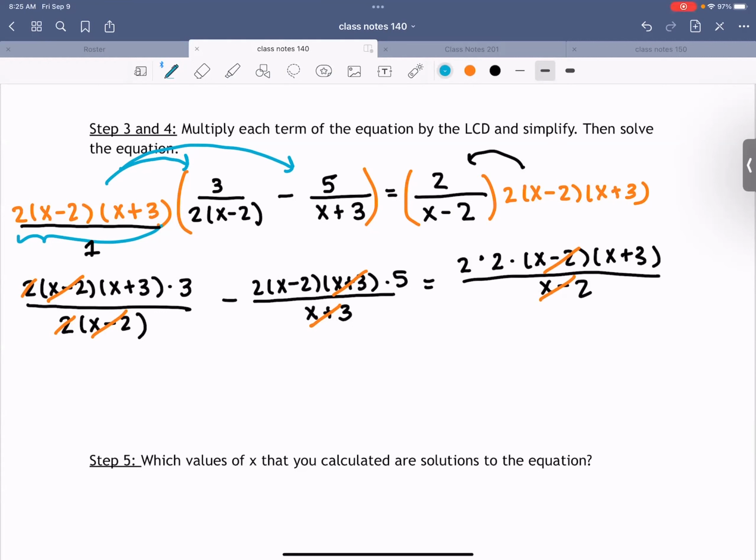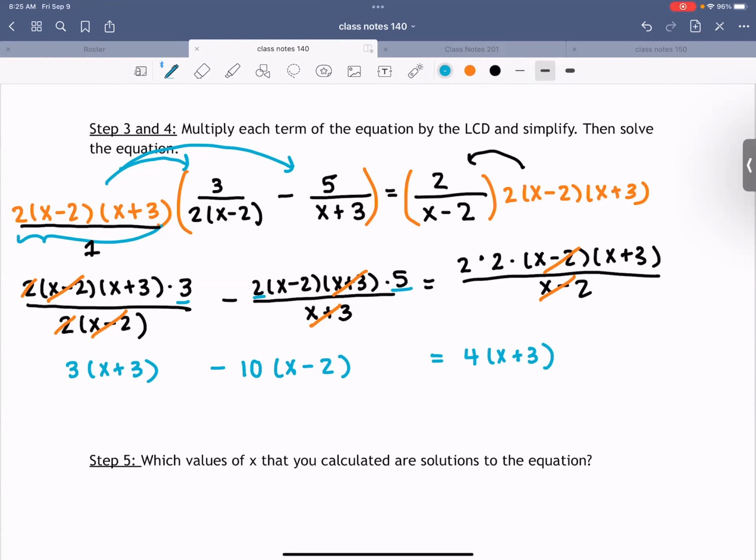Now, personally, I like writing any number to the left-hand side of any expression. So for example, even though this 3 is on the right, I like moving it to the left just so it's easier for me to visualize. So this is going to become 3 times x plus 3, minus, well, we have a 5 and a 2, so I'm just going to multiply that to make 10. 10 times x minus 2 equals, and we've got 2 times 2, which is 4, times x plus 3. Is everyone with me so far?